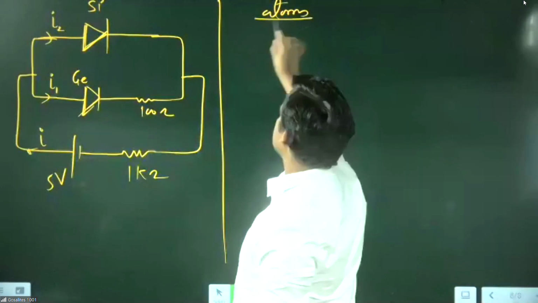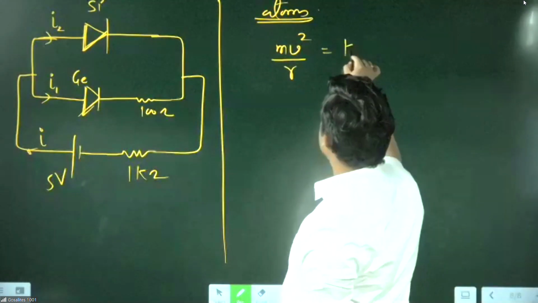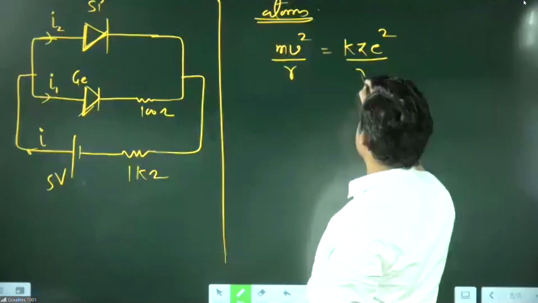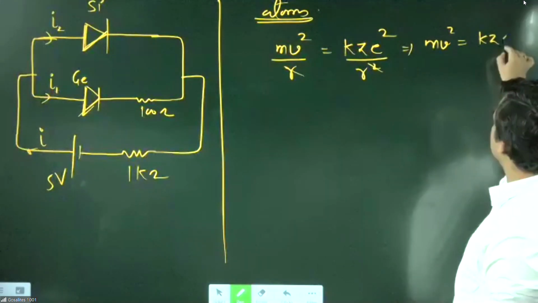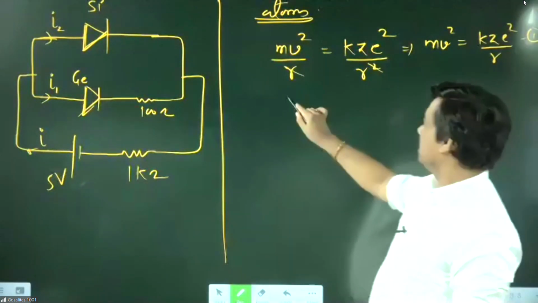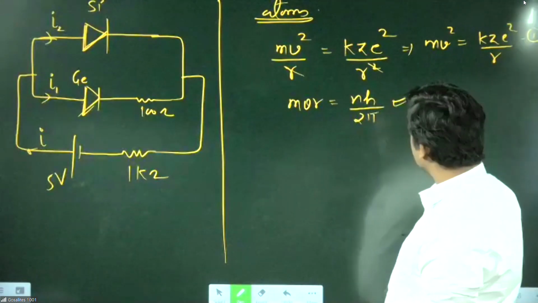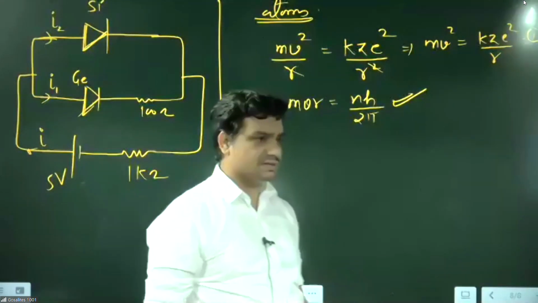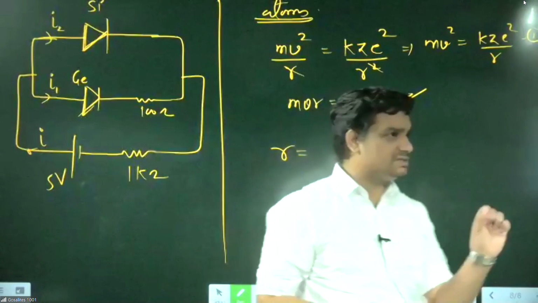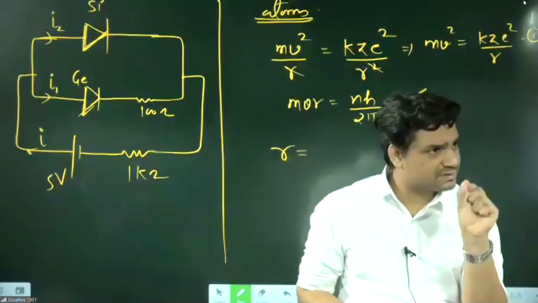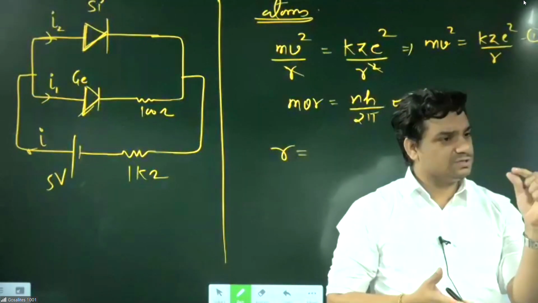In atoms, you need to first of all remember two things: it moves on circular path. So mv square by r should be equal to k Z e square by r square, means we are getting first thing mv square equal to k Z e square by r. All the time you have to remember. And the second thing we need to remember, mvr is always nh by 2 pi. These are the two postulates, and using these we are getting all the things. We have seen the radius formula, that was 0.529 n square by Z. Velocity formula 2.18 into 10 power 6. You know these things? Everything is written. You have to just revise one time.